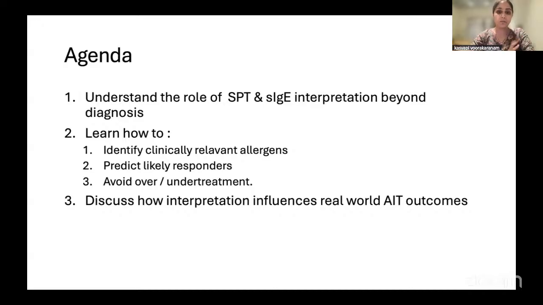So for this, what we need to do is find the appropriate diagnosis. The first step in prescribing allergen-specific immunotherapy is setting up an appropriate diagnosis. In today's talk, we will be dealing with understanding the role of skin prick test and specific IgE interpretation apart from the diagnosis of that particular patient. We'll also learn how to identify clinically relevant allergens, predict the responders to immunotherapy based on these tests, and also avoid either under or over treatment for the patient. We'll also discuss some real-world clinical scenarios where allergen immunotherapy outcomes will be based on skin prick test and specific IgE.